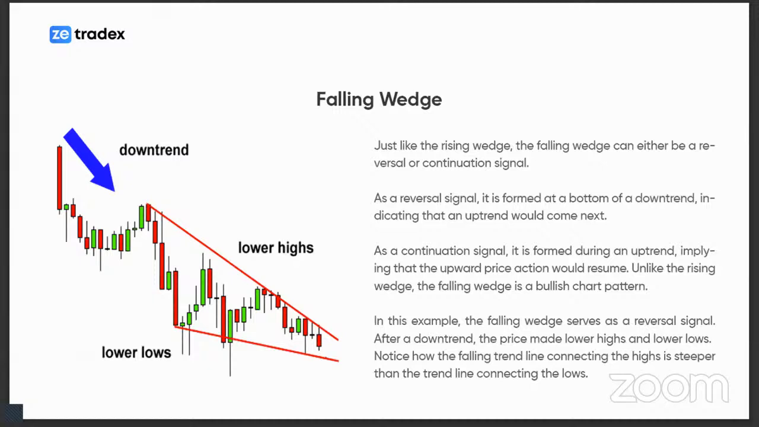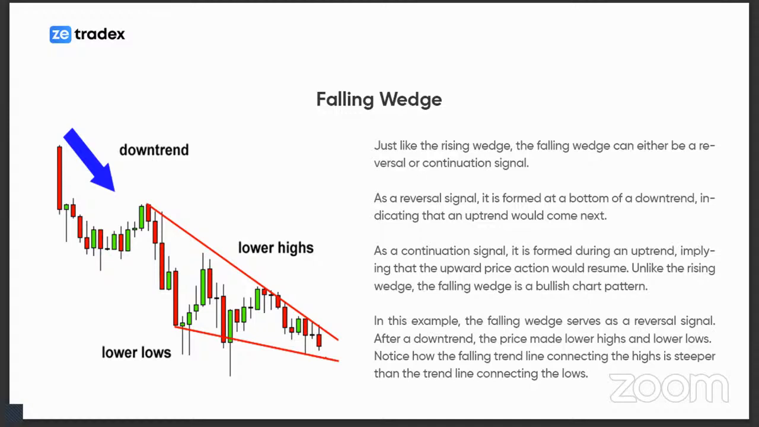We have the falling wedge. Just like the rising wedge, we have the falling wedge, which can either be a reversal or continuation signal. We see a reversal signal formed at the bottom of a downtrend, indicating that an uptrend would come next. Now, as a continuation signal, it is formed during an uptrend, implying that the upward pricing action would resume.